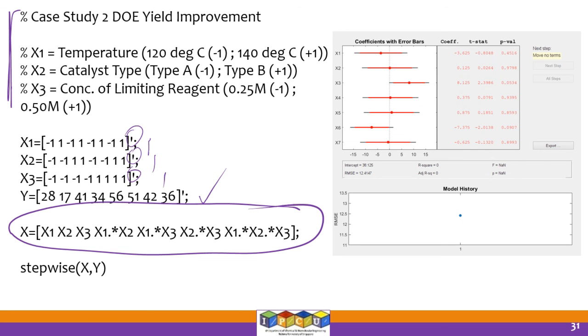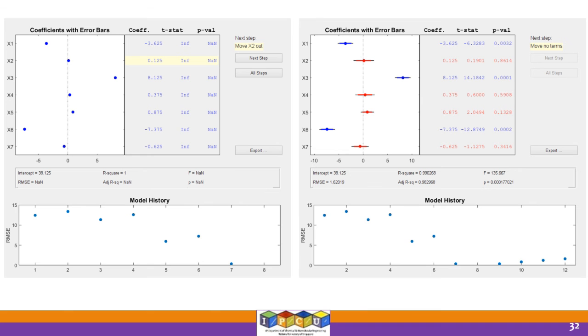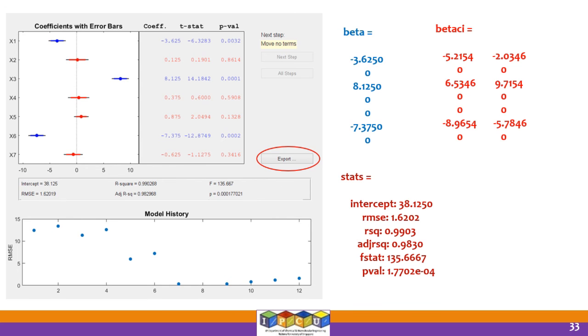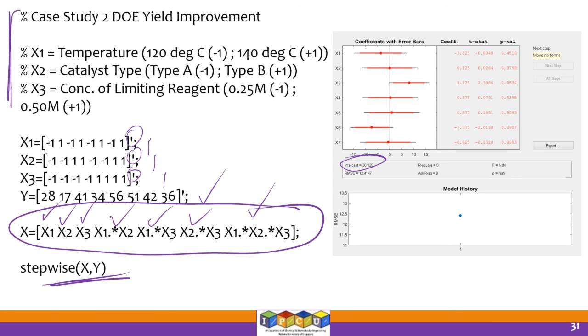And as you know, in stepwise, we don't have to accommodate the constant term, because the stepwise tool will automatically include the constant term as the intercept. So I formed the big X matrix, including the 3 linear effects, the 3 two-factor interaction effects, and the 3-factor interaction effect, and I just do stepwise x comma y, and I'll get this GUI. It says move no terms. So what I'm trying to do here is I chose everything, so I'm now trying backward stepwise regression. The forward stepwise regression, when I started, basically says move no terms.